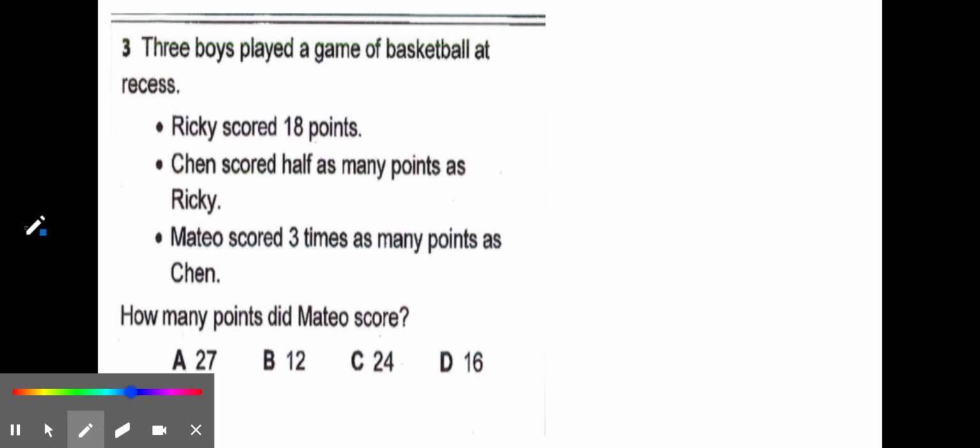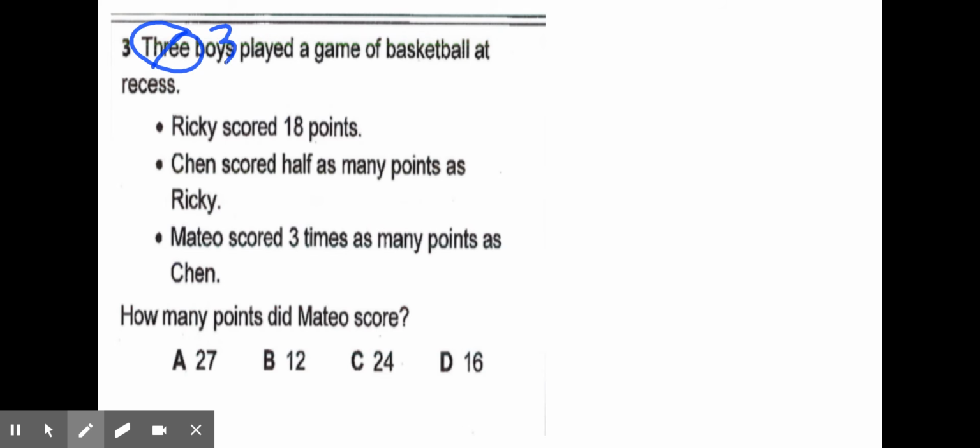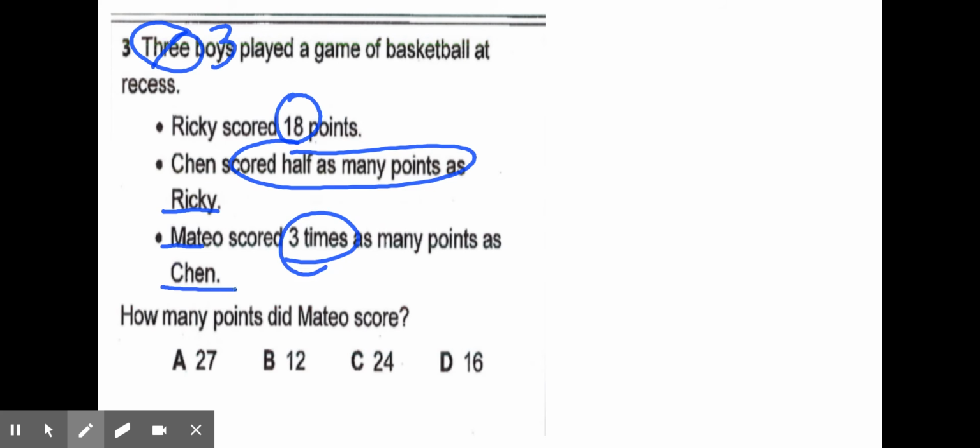All right, the next one. 3 boys. Just cross that out and put a 3. 3 boys played a basketball game. Rick scored 18. Chin scored half as many as Rick. Okay, I'm going to stop. They're not telling me exactly how much he has. They're saying he's half as somebody. And then Mateo is 3 times as many as Chin.